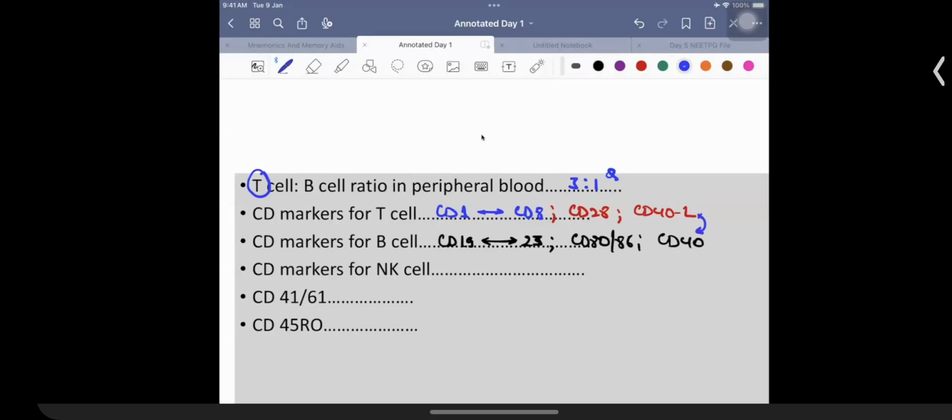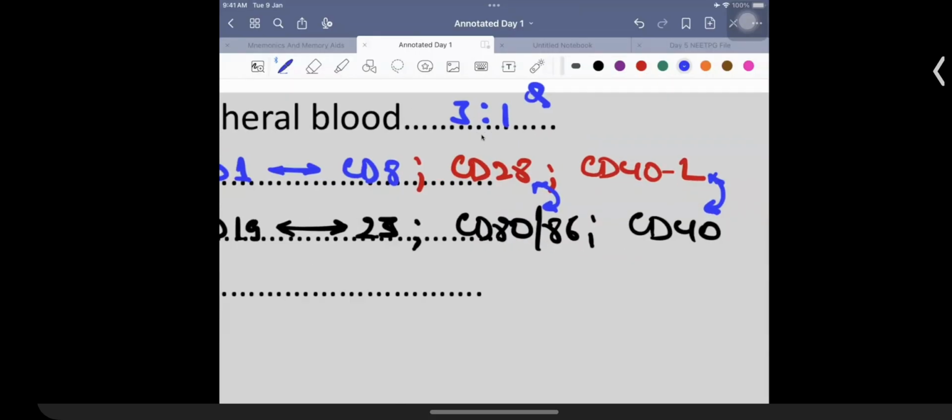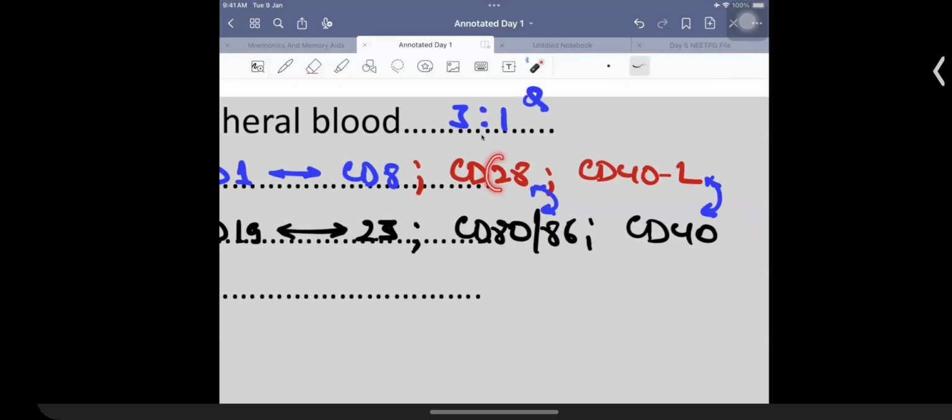So both of them interact with each other. Co-stimulatory molecules: CD28 interacts with CD80 and CD86. The way I remember this is 28. There are two molecules which have the numeral 8 in them: 80 has an 8 and 86 has an 8. These are two important co-stimulatory molecules which are going to be interacting with the T cells. So CD28 is going to be interacting with CD80 and CD86.